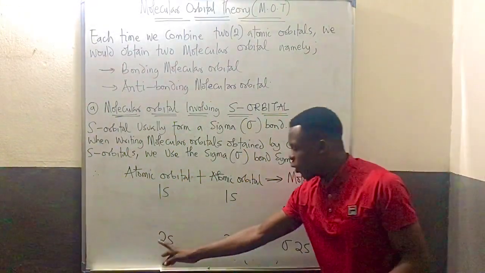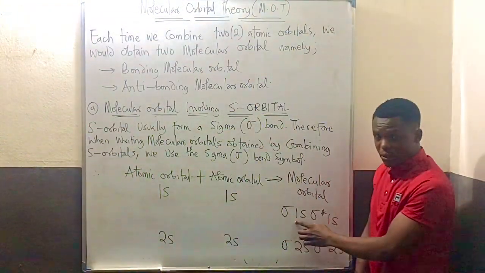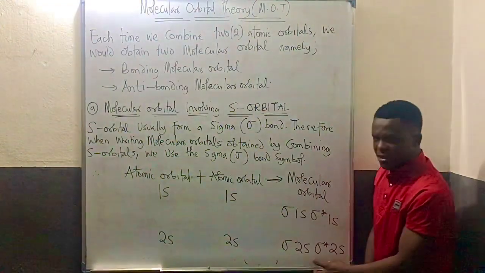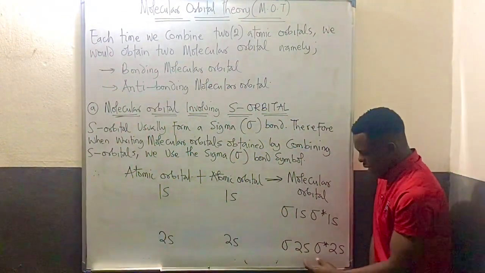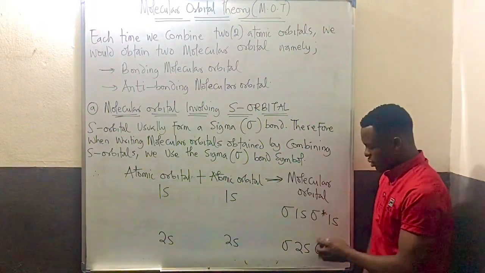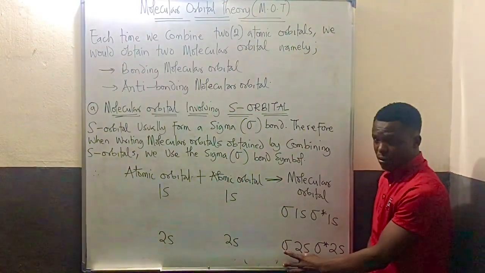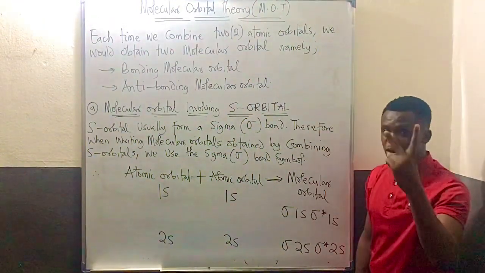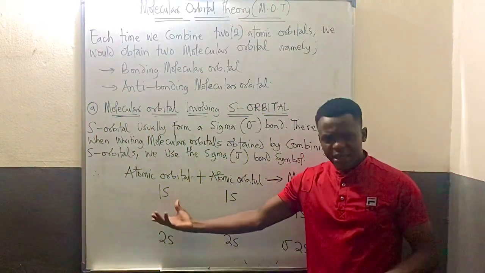So when you go ahead to combine 2s and 2s, you're still going to have the same thing, very similar to the first one: bonding 2s and anti-bonding 2s. Bonding because this one does not have an asterisk, anti-bonding because this one has an asterisk. Anytime you're writing molecular orbitals, the one that has the asterisk is the anti-bonding, and the one that doesn't have the asterisk is the bonding. Remember, molecular orbital is always written in terms of the bonding and the anti-bonding. Alright, so this is it for the s.